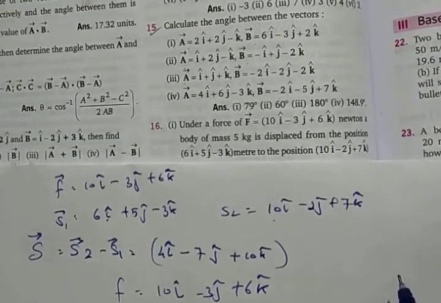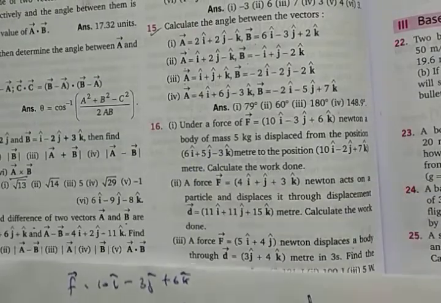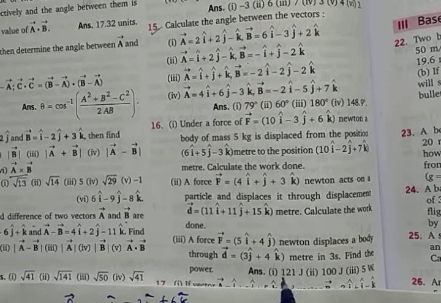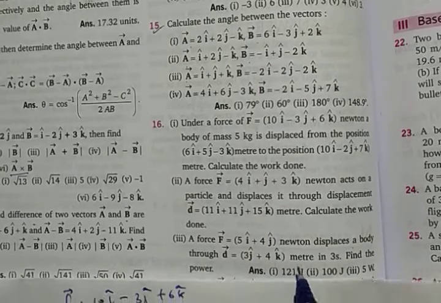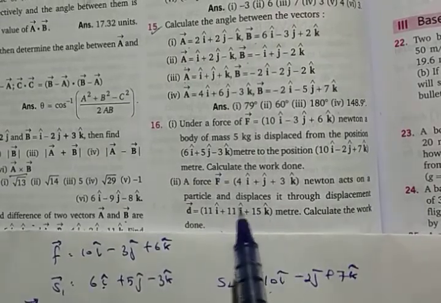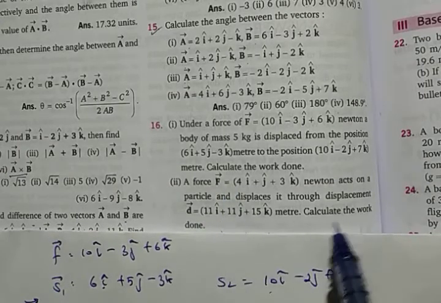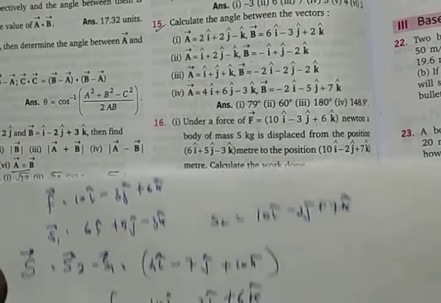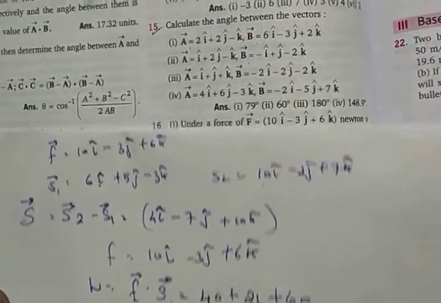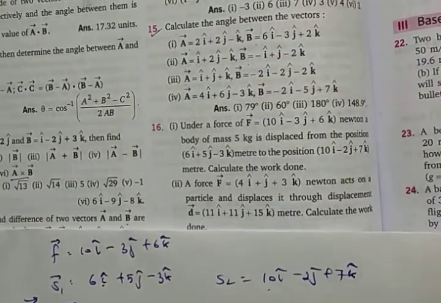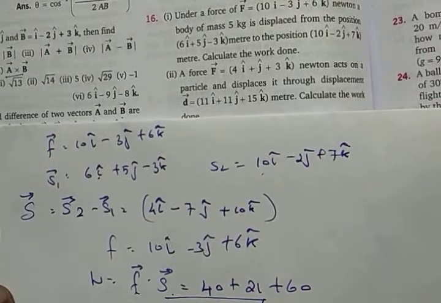What is the answer here? First question, the answer is 121. Second question, you can easily do it yourself. Force is given here, distance is given here, calculate the work done. The work done is equal to the same formula, F dot S. When you do the dot product, you will get this answer. Similarly, hope you will be able to do this one.